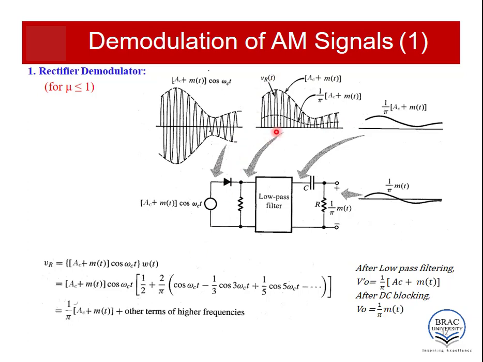A multiplier 1 by pi is introduced, which we can see from the equation, so the signal loses some strength. Then it is passed through the low pass filter, so the high frequency component is blocked and only the low frequency envelope is passed. And finally, the DC blocking capacitor removes the DC component, and this is the final signal, which is 1 by pi m(t). Don't worry about the factor 1 by pi. We can get rid of this using an amplifier.